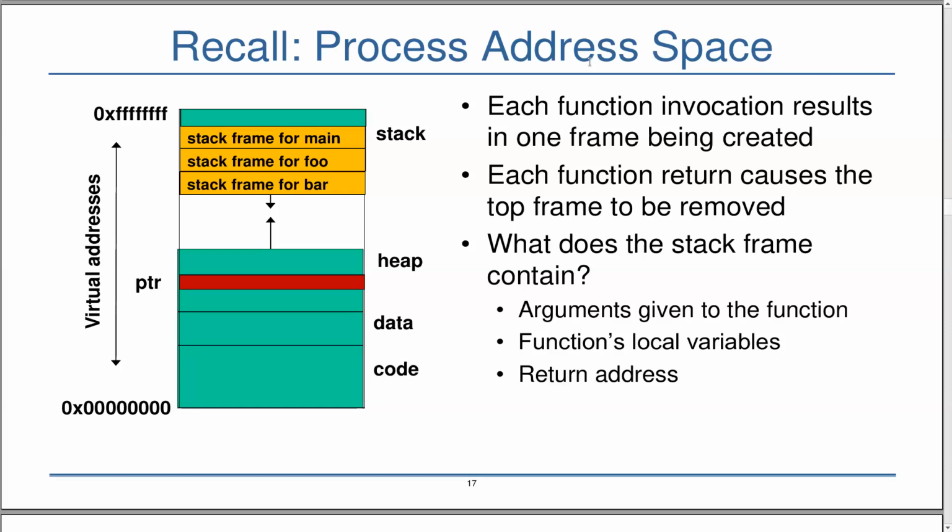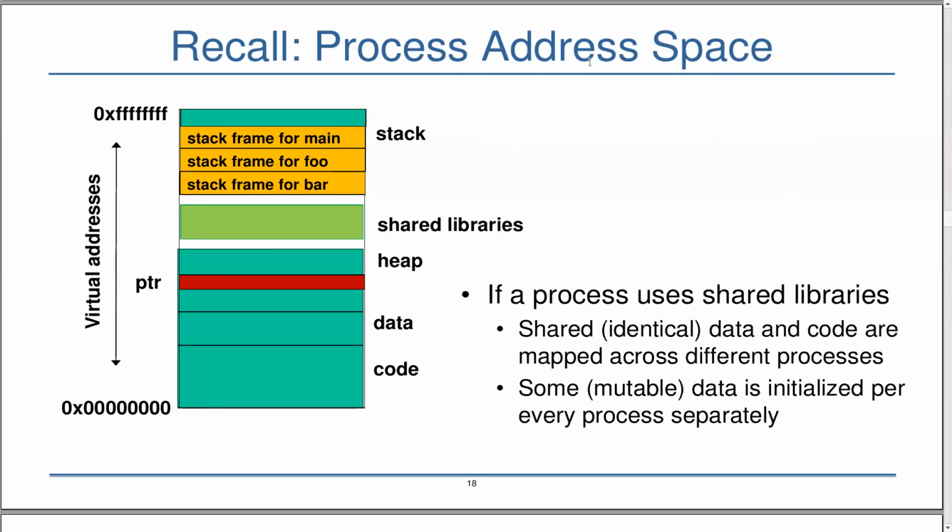Also for Windows, the calling convention is slightly different. I think the first 4 parameters are passed through registers. If you have 5 parameters, that will already use the stack. So if a process uses a shared library, we still have this white space in between, so we can map these shared libraries in that place.